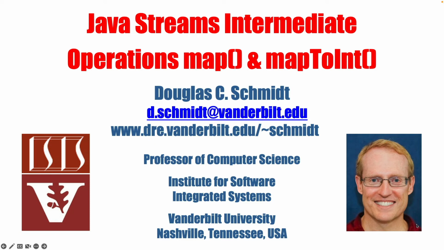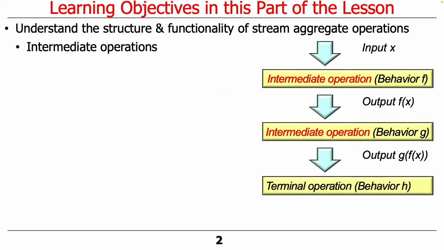So now that we've talked quite a bit about aggregate operations, both the intermediate ones and the terminal ones, broadly, and given you kind of a high-level view of stuff, we're going to start diving into different examples of these operations, starting with the intermediate operations related to map and mapToInt.